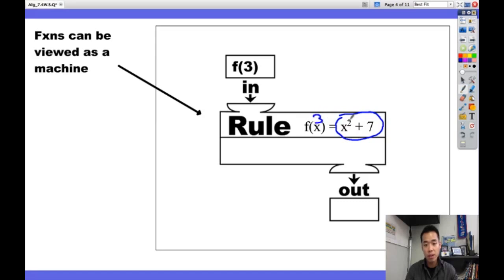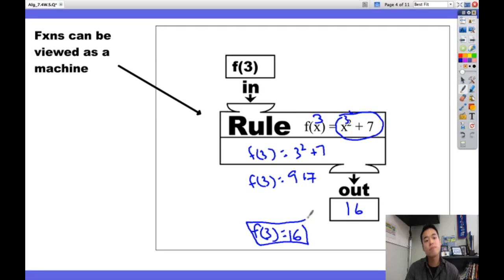So f of 3 is equal to 3 squared plus 7. I know 3 squared is 9, plus 7. So therefore f of 3 is equal to 9 plus 7. I get an output of 16. The correct way to write the answer is f of 3 in parentheses is equal to 16. And that's it. Input, output.